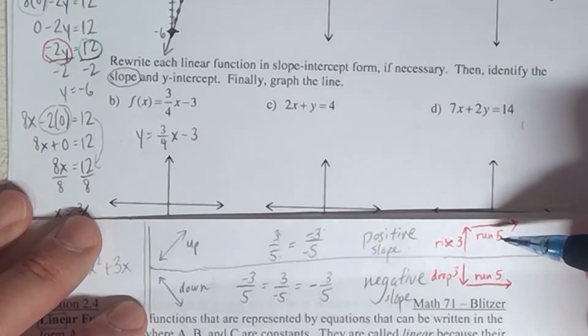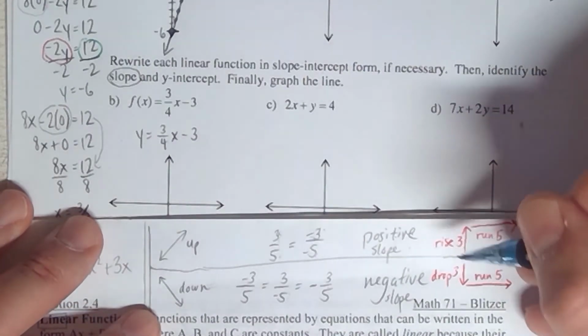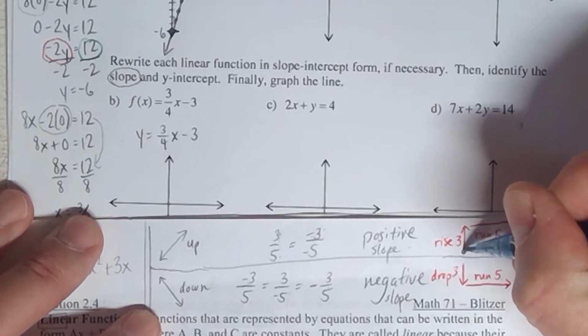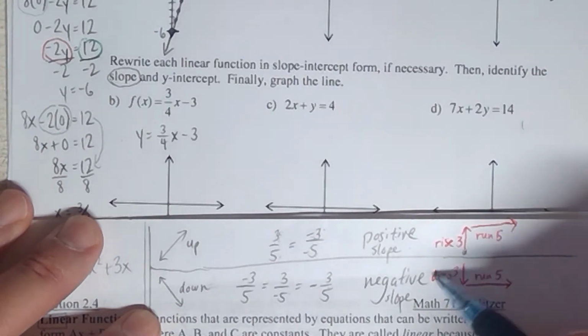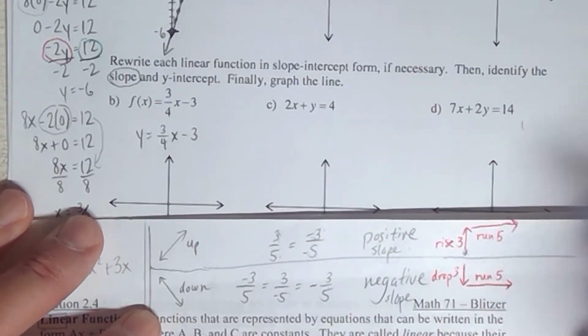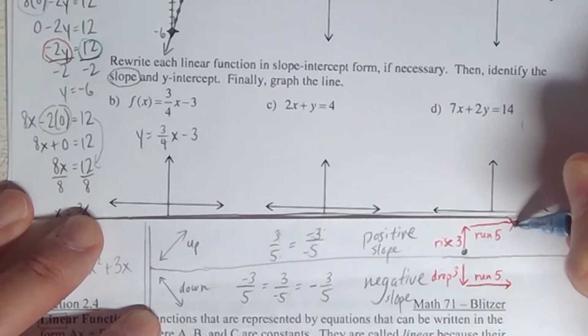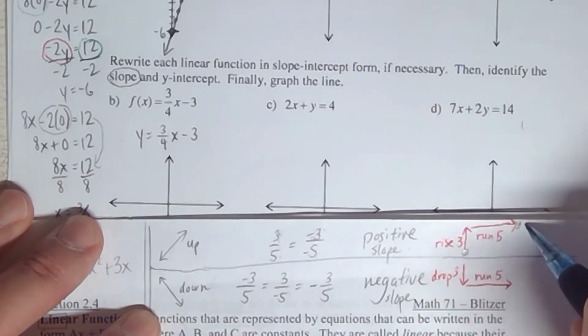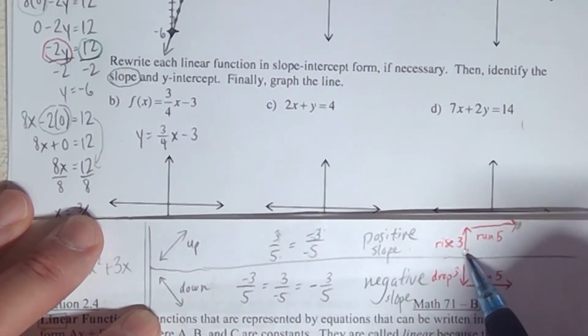Now, when you have this situation, either positive or negative, let's start out with positive. That means that as you're going from one point, let's say this is one point on the line right here, and the line goes like this. You can figure out another point on the line by rising 3 and running 5. In other words, if the slope is positive, whether it's in this form or this form, to go from one point to the next, you can rise and run.